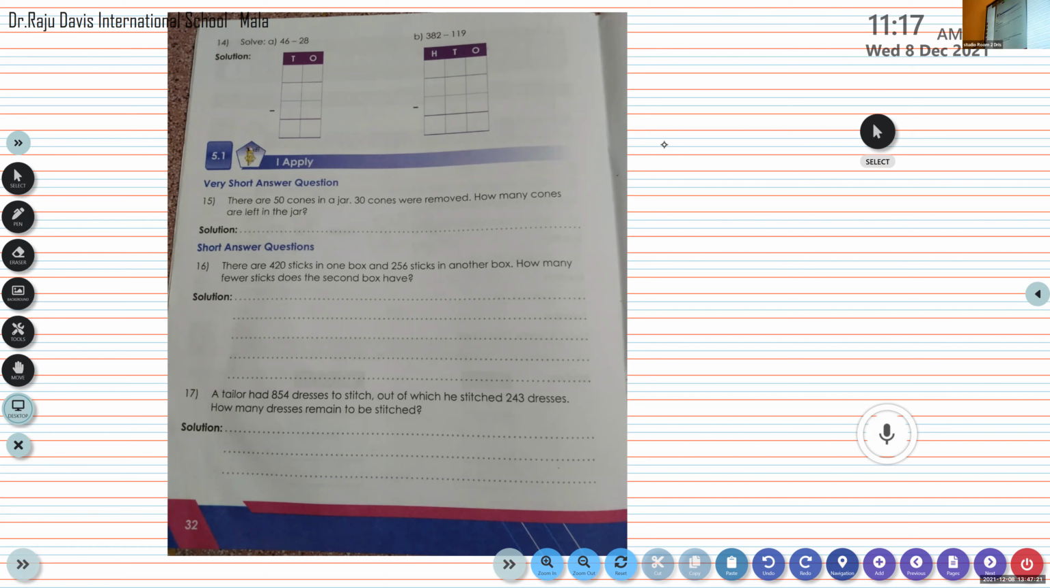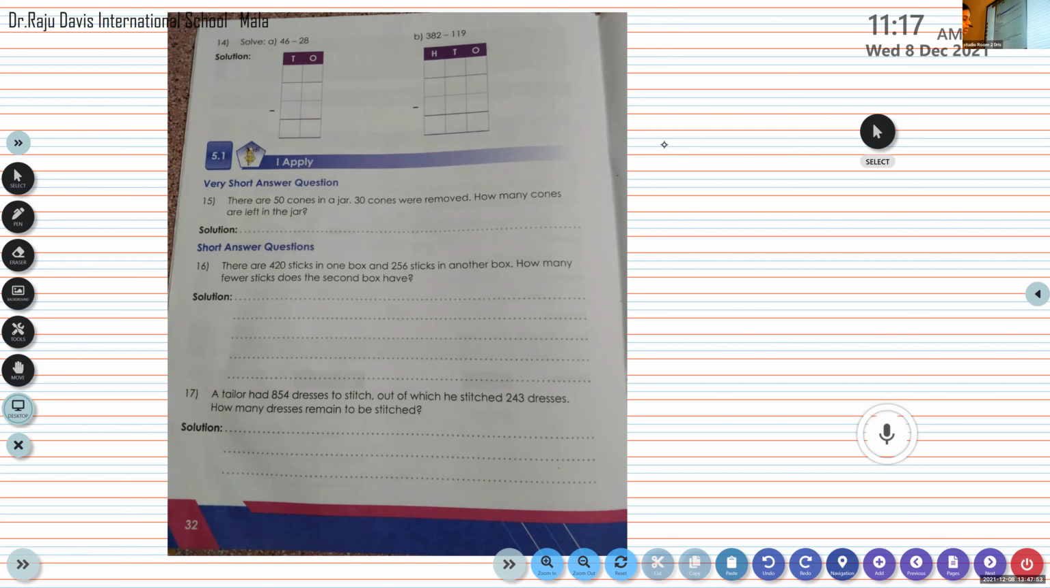So all of you read the question once again. There are 420 sticks in one box and 256 sticks in another box. So how many fewer sticks does the second box have? So in the second box, compared to the first box, the number is less. So what we have to find out here? How many less sticks are there in the second box?